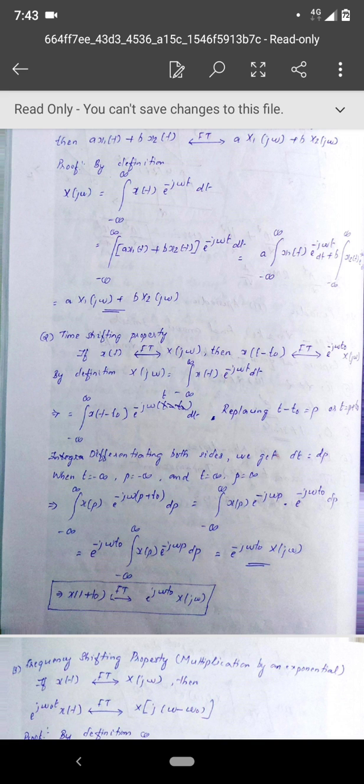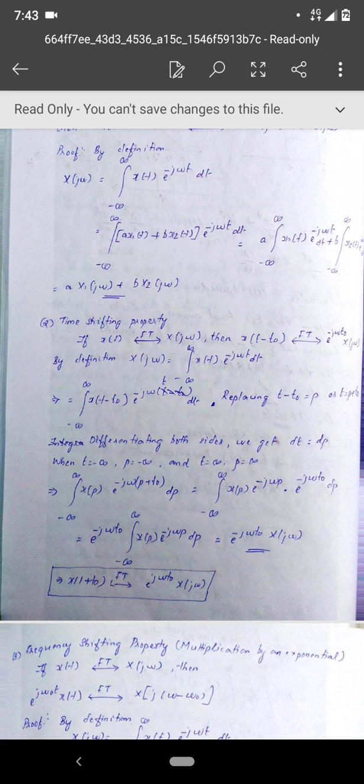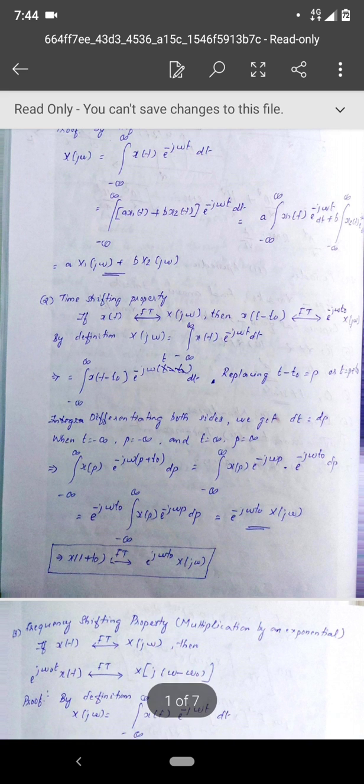Now one technique we usually use is to replace t minus t naught by a dummy variable p. If t minus t naught is equal to p, then t is nothing but p plus t naught. If we want to substitute a dummy variable instead of t minus t naught, we have to make the integration with respect to p, and we also have to change the limits of integration with respect to p. If you differentiate both sides of t equals p plus t naught, we get dt equals dp, because t naught is a constant and its derivative becomes 0. So dt is equal to dp.